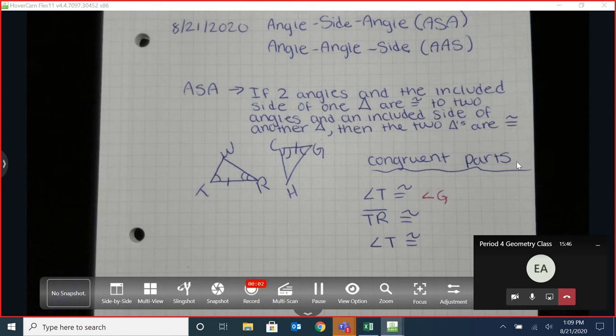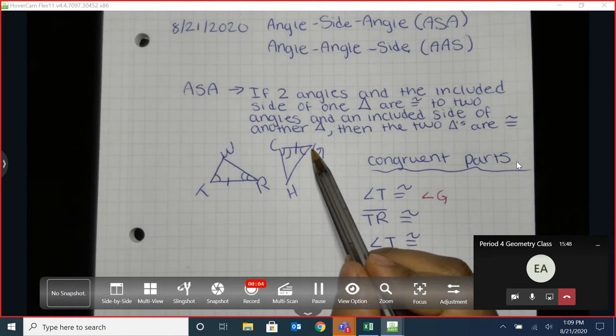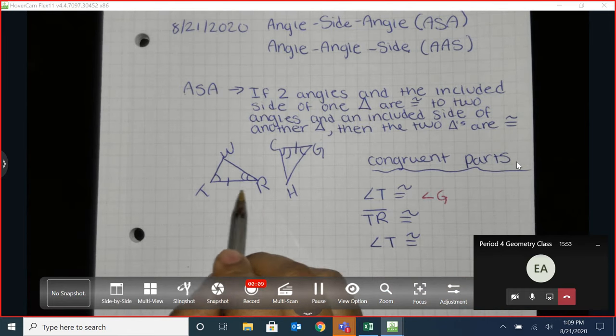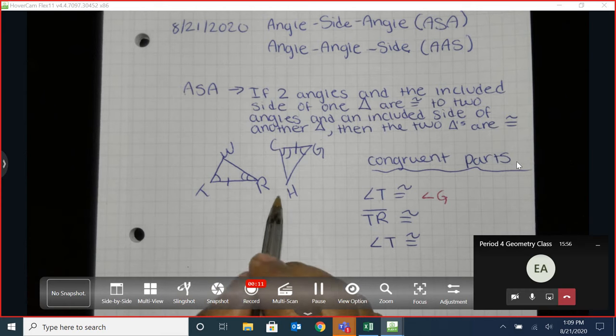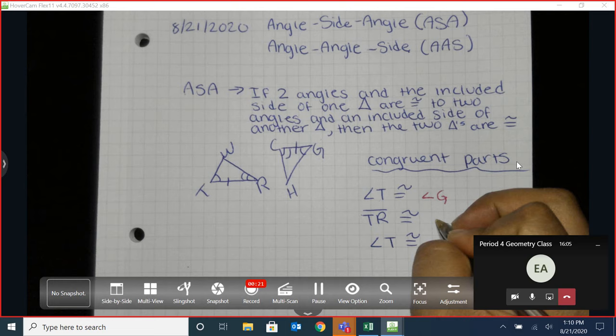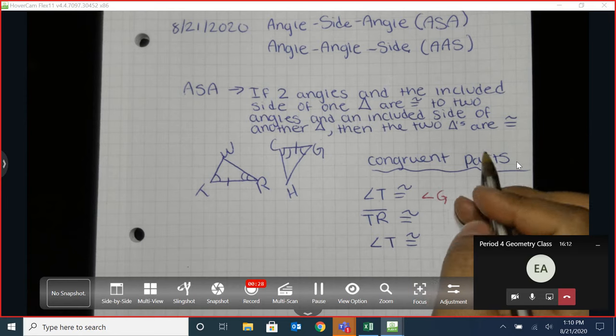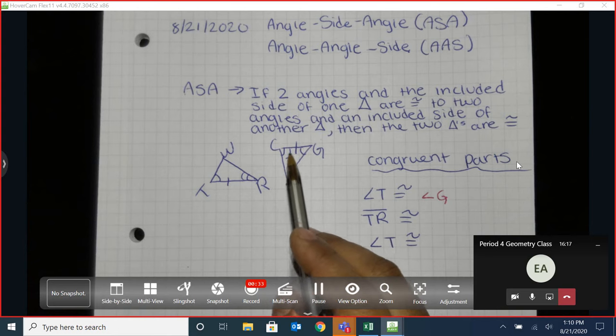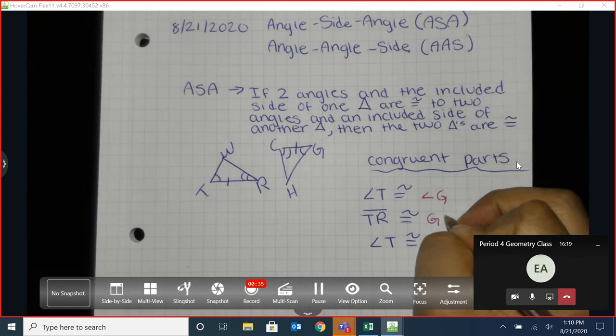Okay, so again, angle T is congruent to angle G. It has one curve, and then TR is congruent to what other side on the other triangle? TR is congruent to this side over here. That side is called GC.